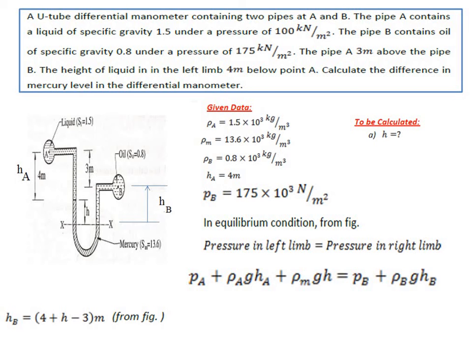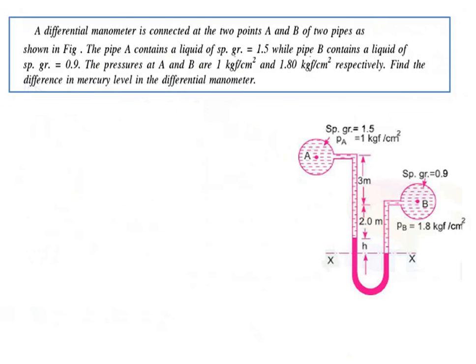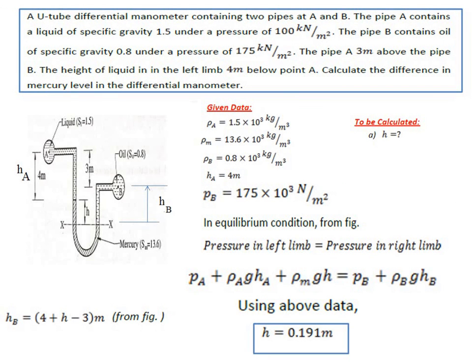HB can be given as 4 plus H minus 3. So it can be written as H plus 1. So using the above data, H can be given as 0.19 meter. Now for this purpose, you solve this problem by yourself.